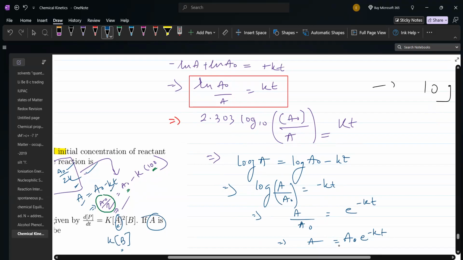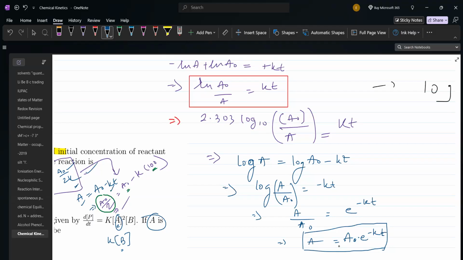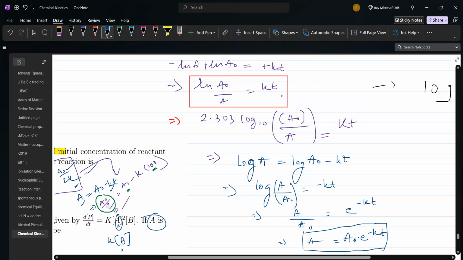Please see this. So we are getting what A is. A is A naught into e to the power minus KT. You don't have to remember each and every formula. You have to remember just one formula, and we have derived this from here. Why did the minus come? Because there it was A naught upon A, here it is A upon A naught. That is not a big deal for you. The simple mathematical things you understand, right? So this is done.